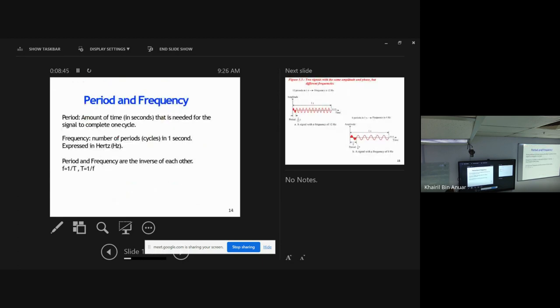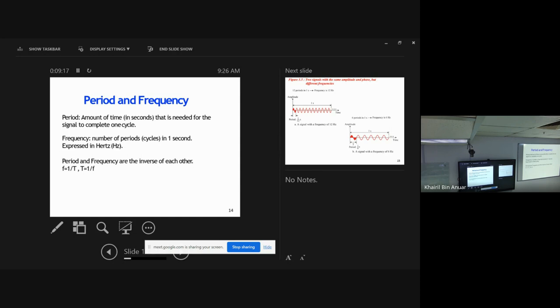And with respect to the period, later on, you'll see that you have a relationship between period and frequency, which I think most of you already know, which is that period is equal to 1 over frequency, right? And period itself is the amount of time that is needed for a signal to complete one cycle. So if you have one cycle within 1 second, it means that your signal is 1 hertz. Okay?